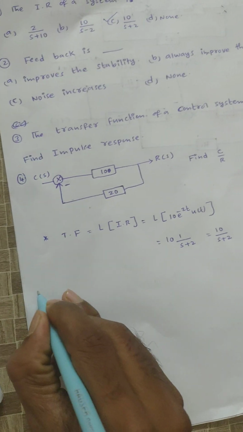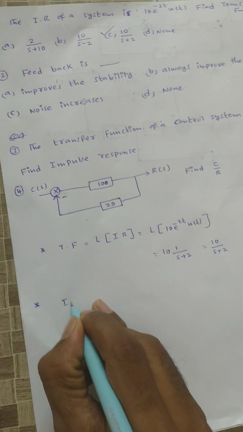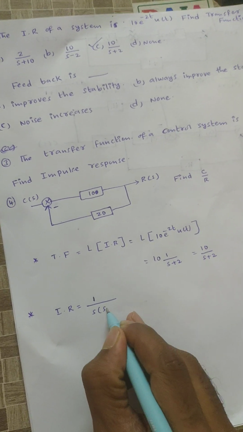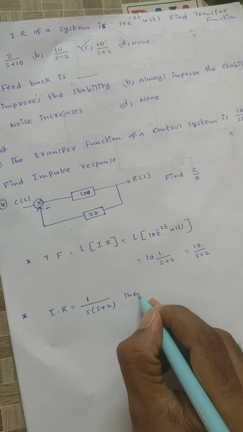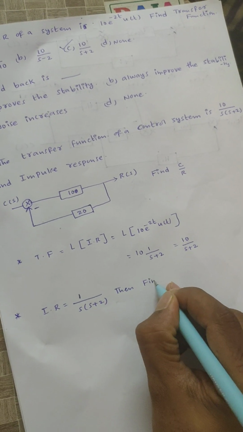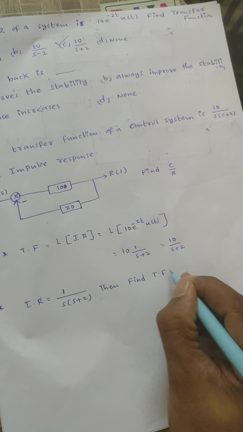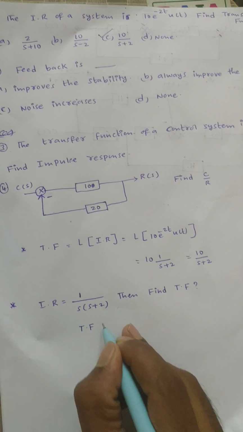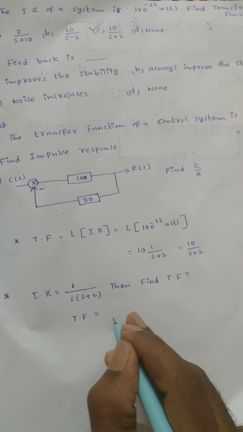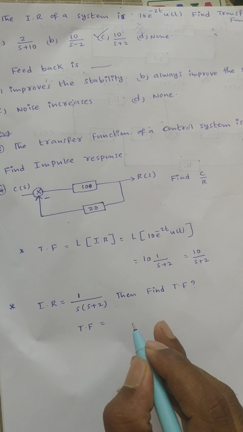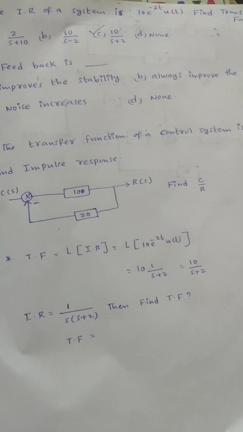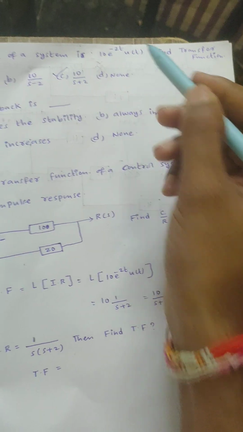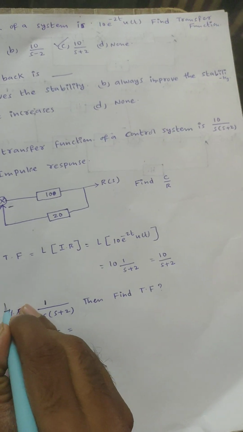Suppose in the problem, the impulse response of your system is 1 by s into s plus 2. Then find the transfer function. Okay, this is our aim, to find the transfer function. Already we know that transfer function is equal to the Laplace transform of impulse response. Already the first problem was on impulse response only, right? Assume here it is the transfer function.